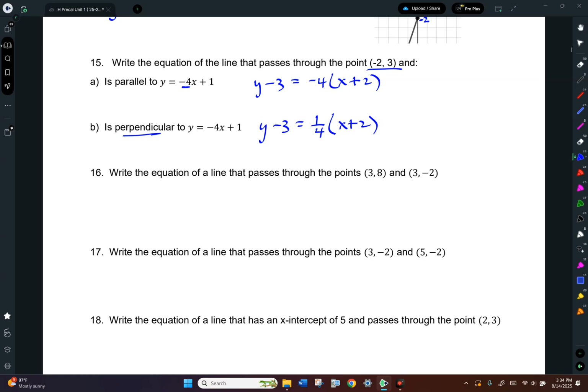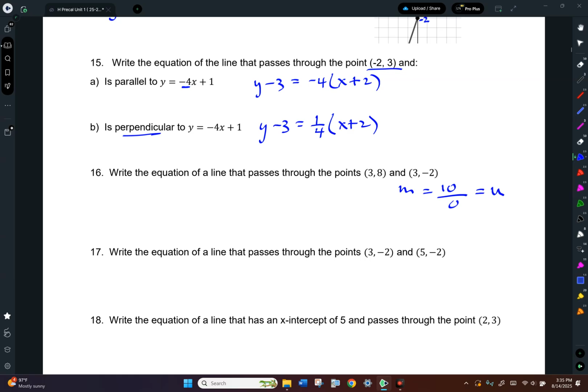Okay, so new question, number 16. Again, you should be kind of leery. Hey, I already did one like this where I was given 2 points, right? And I need a point and a slope, so let's start by finding the slope. So I'm going to have 8 minus negative 2. And on bottom, 3 minus 3 is 0. Oh, wait, that's undefined.